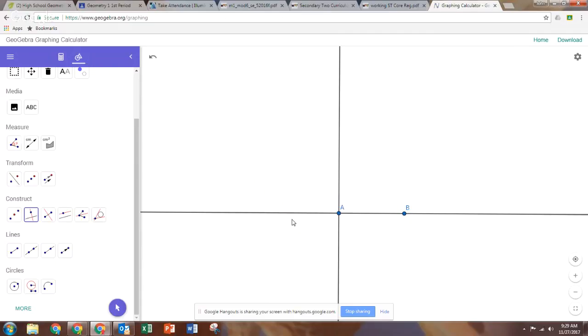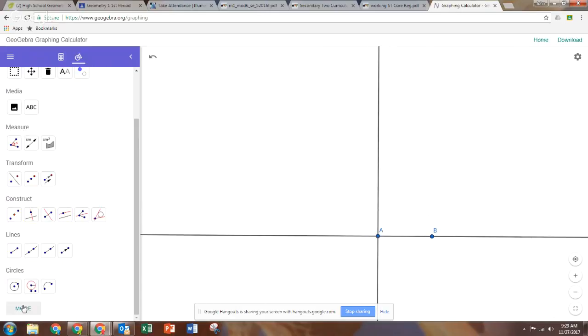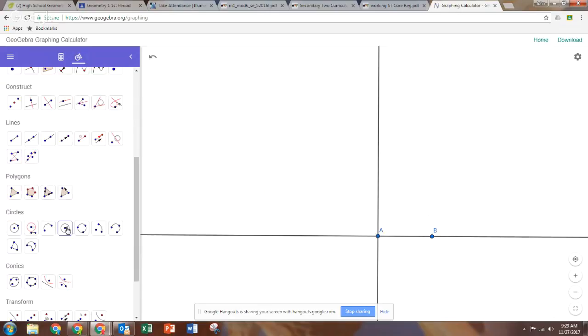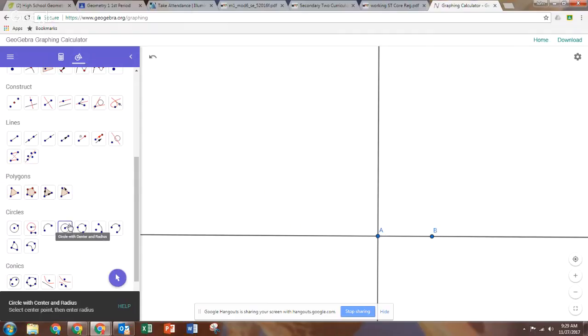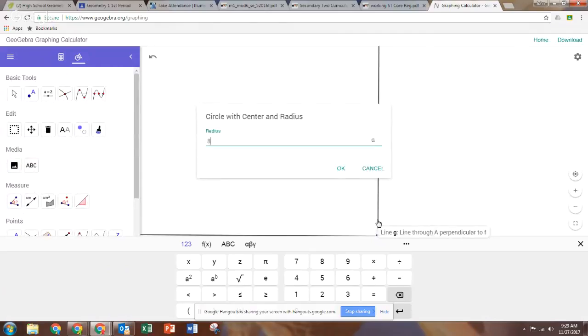Now I want side AB to be 86.27 units. So I'm going to go ahead and use this tool, and I need to click more for more tools. This tool says circle with a given center and a given radius. There's a few ways I could make a length of 86.27, but I'm going to use this tool. And again, it tells me start with a center point and then enter a radius. So I'm going to start with my center at A, and I want to make a point that's 86.27 units away.